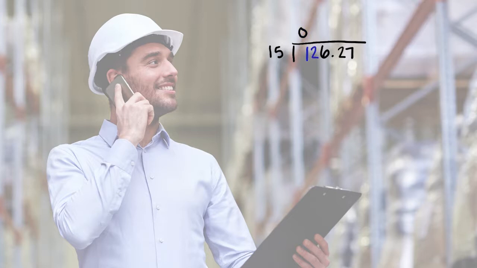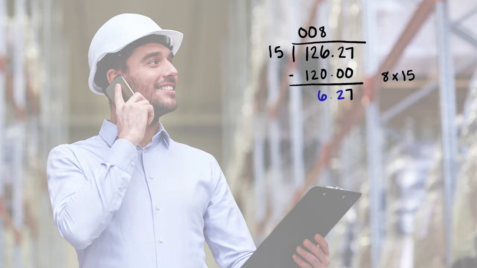Next, move on to the tens. 15 times how many tens is close to $126.27? 0. Record a 0 in the tens place of the quotient and move on to the ones. 15 times how many ones is close to $126.27? 8 ones. Record an 8 in the ones place. 8 ones multiplied by 15 equals 120. Subtract 120 from the dividend for a difference of 6 and 27 hundredths. Notice the 120 has a decimal followed by 2 zero placeholders. This is to aid in the alignment of the digits.